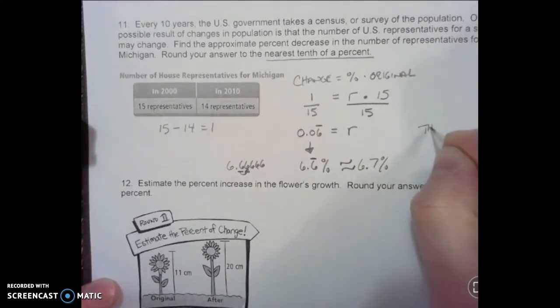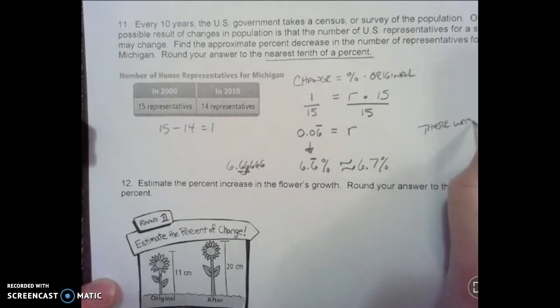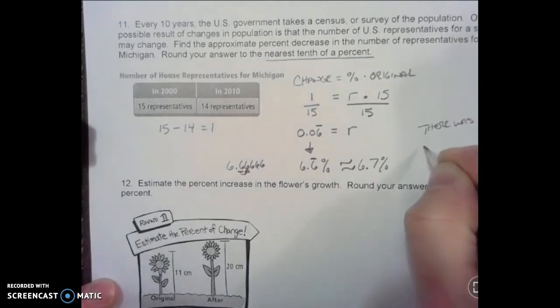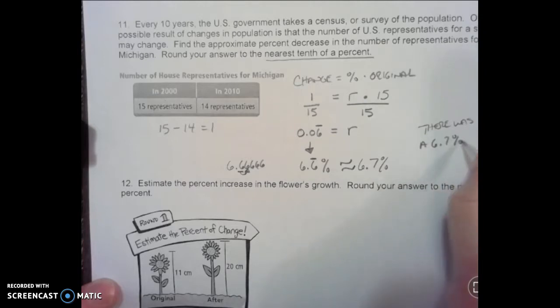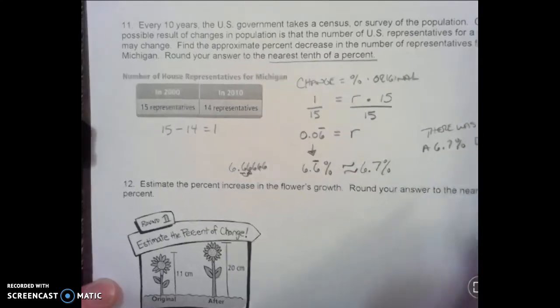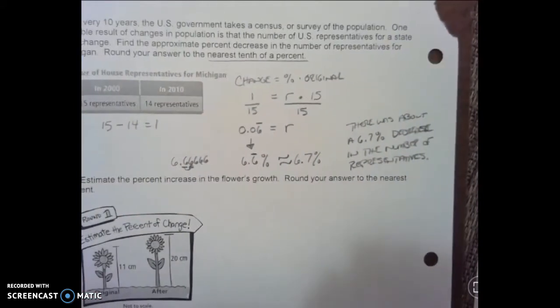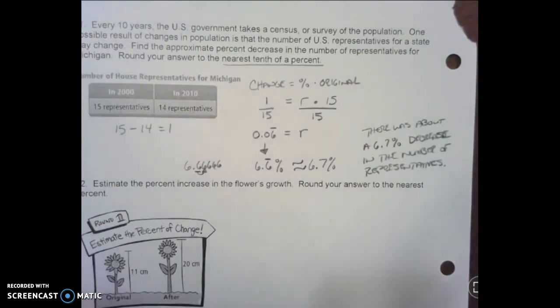And so we would say there was about a 6.7% decrease in the number of representatives. There was about a 6.7% decrease in the number of representatives. I'll move the camera over so we can see that.